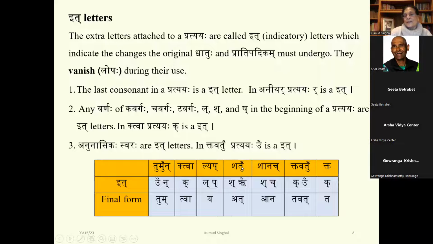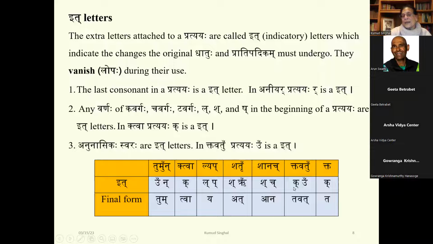Shatr: here this anunasika is an it letter, and sha is also an it letter, so only a and a ta remain. So sorry, here it would be a and ta, at. The final form is at. Shanach: again, sha is an it letter. Cha, the ending consonant, is an it letter. So the remaining form is an.